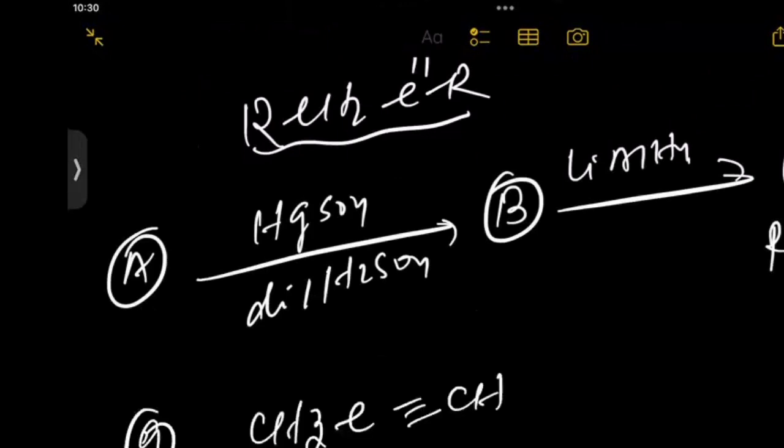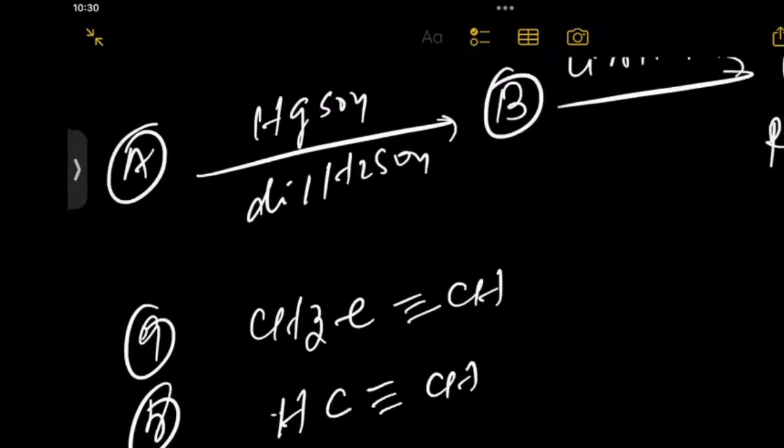Sorry, HC triple bond CH will form, and CH3 C triple bond C CH3, and D is Ph CH double bond CH2. So students, you can tell me which option is going to be the correct one. CH3 C triple bond CH, or which option is going to be the correct?